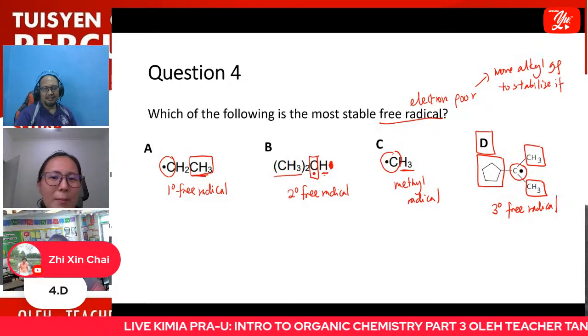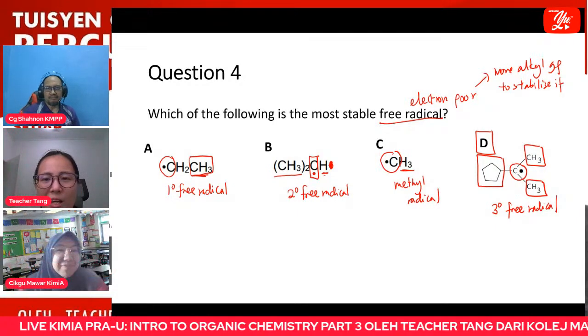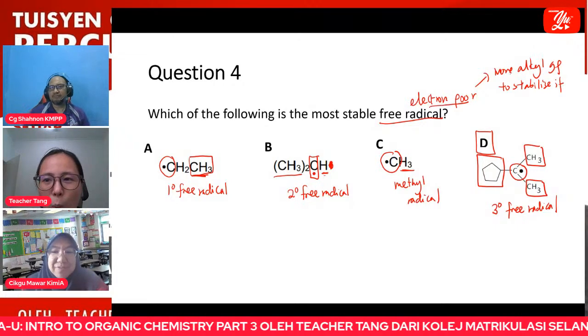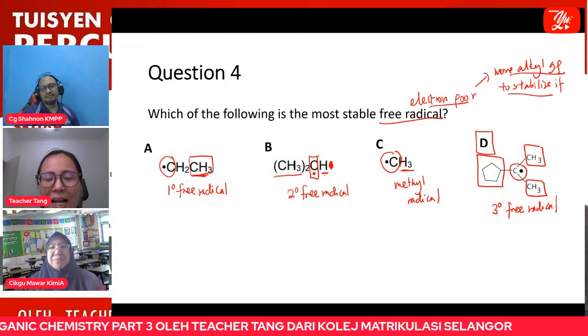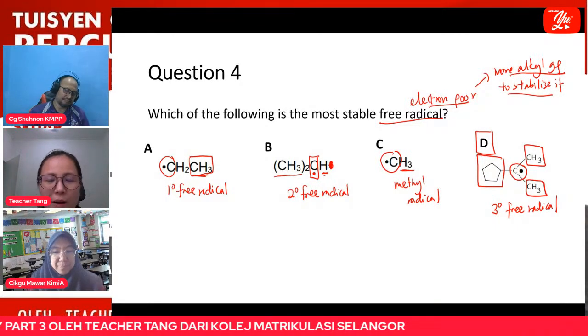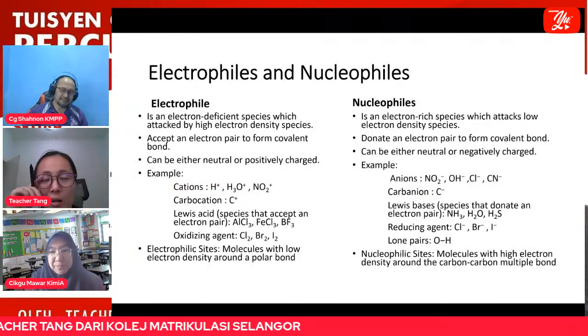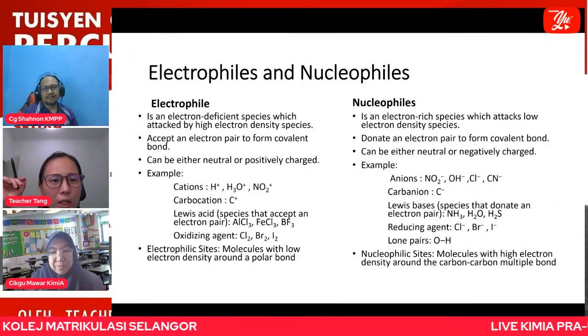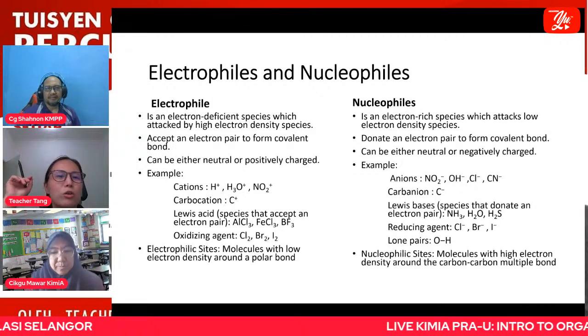D. Okay, so remember, free radical and carbocation are electron poor. So one more alkyl group stabilizes the carbocation and also the free radical. So now I move on to look at electrophiles and nucleophiles.